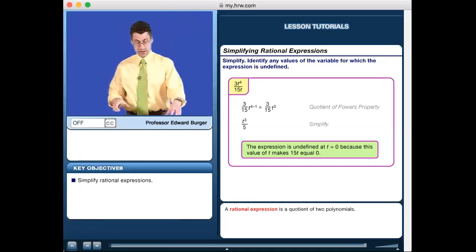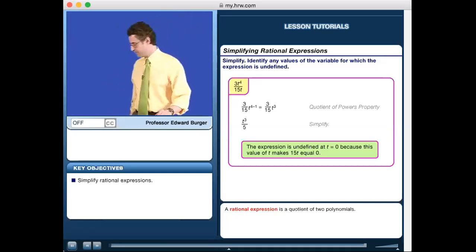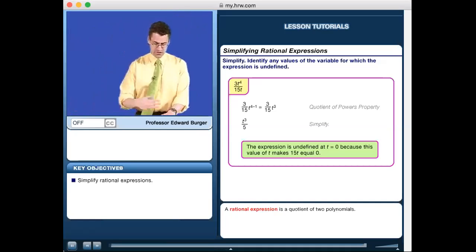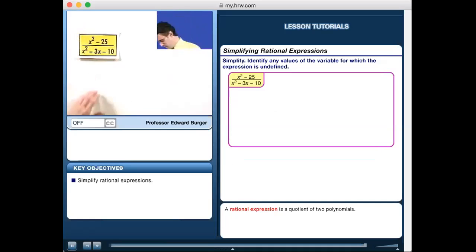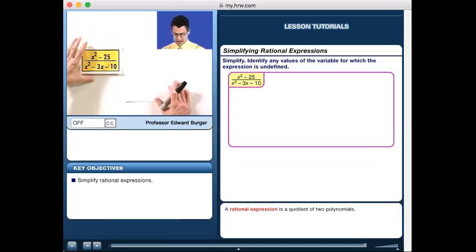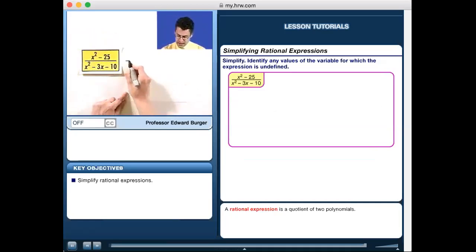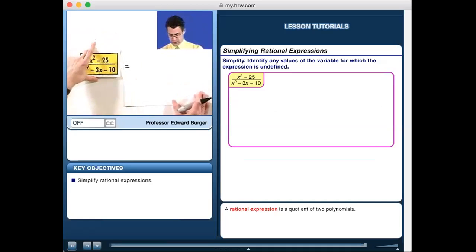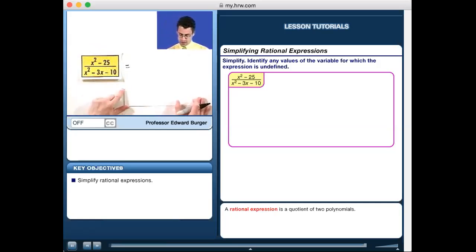Let's take a look at another example together. Here's a rational expression. It's a quadratic divided by a quadratic. And let's see if we can simplify. Now, it's not clear how to simplify this automatically. So the thing to do is to see if I can factor. Always the key to this business is factoring. When you can factor, then we're golden. If you can't factor, then we are up the mathematical creek without a mathematical paddle.